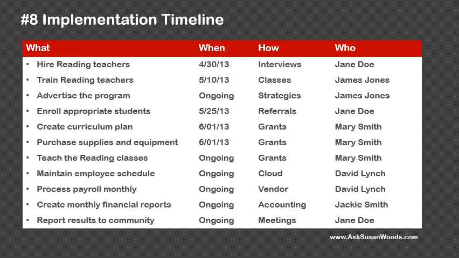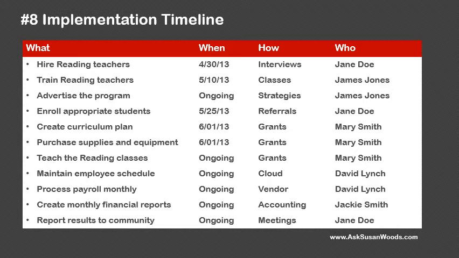Next, advertise the program. When are you going to advertise it? Ongoing. How? Different strategies. Who's going to do that? James Jones. Number 4, enroll appropriate students. Appropriate students, I guess, reading students. When? 5/25/13. How are you going to enroll them? Referrals. Who's going to handle that referral process? Jane Doe.